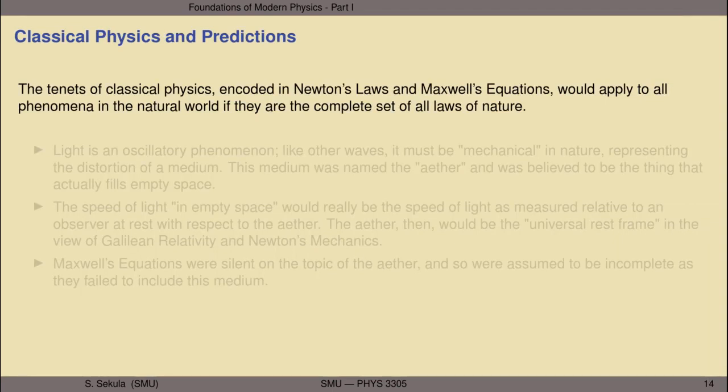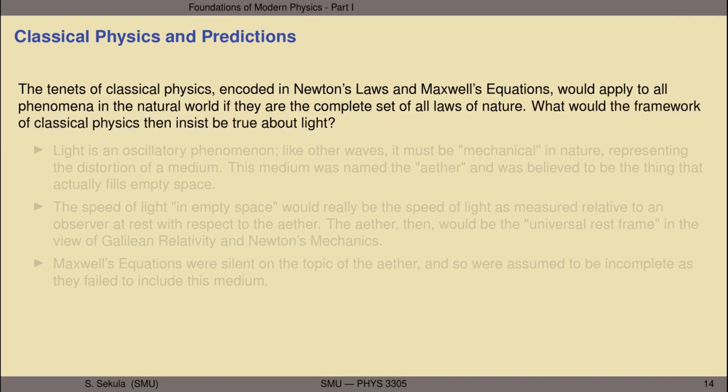So let's use classical physics and let's make some predictions to set ourselves up for where people started to go really wrong with these ideas in roughly the late 1800s. Now, the tenets of classical physics, which I can summarize based on the earlier part of this lecture, are encoded largely in Newton's laws and Maxwell's equations. And they should, if this is all there is to the universe, apply to all phenomena in the natural world. After all, if this was really the complete set of all the laws of nature that had been discovered in the 16 and 1700s, then it must be true that they describe everything. Otherwise, they're not a complete set of laws. So let's take a look at light.